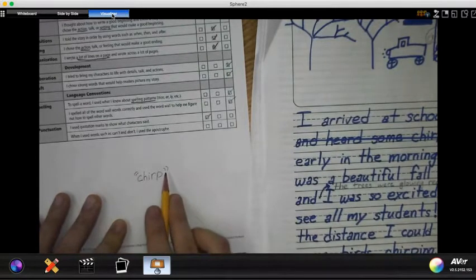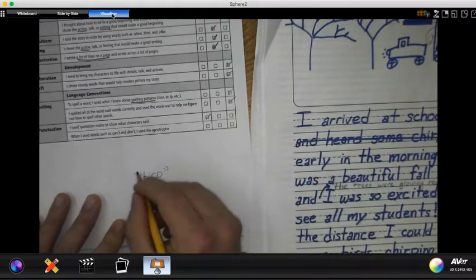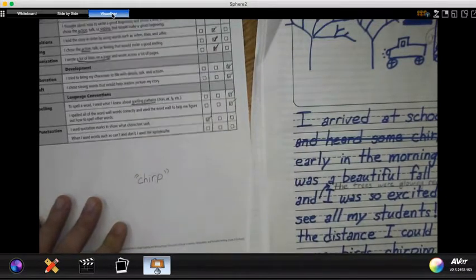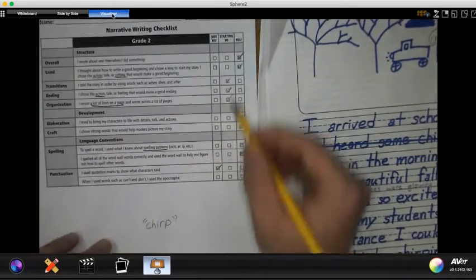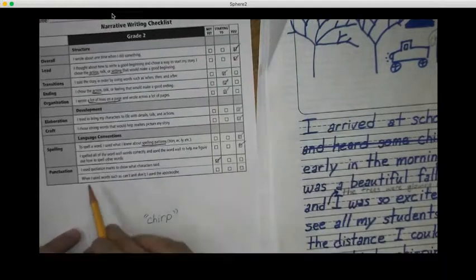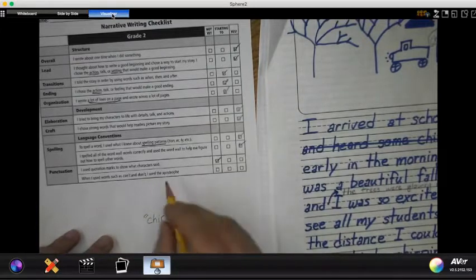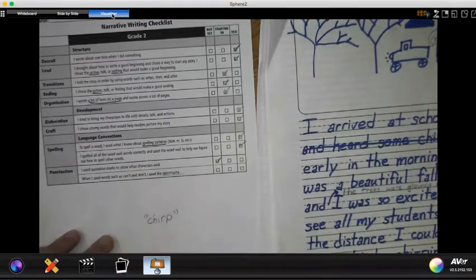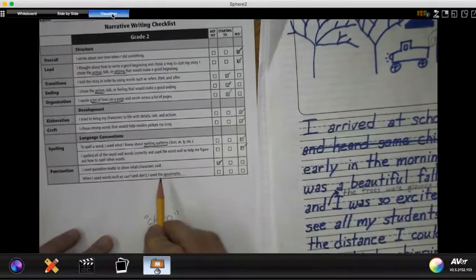That tells me that there's a sound going on and that someone's talking. In this case, it's a bird, right? And we call these marks at the top quotation marks. So I haven't done that yet, and that's something I need to add. So it's on my checklist that I need to do that. And when I used words such as can't and don't, I used the apostrophe. And guess what? We haven't learned that yet, and we're not going to learn that in phonics until probably in the winter at some point.